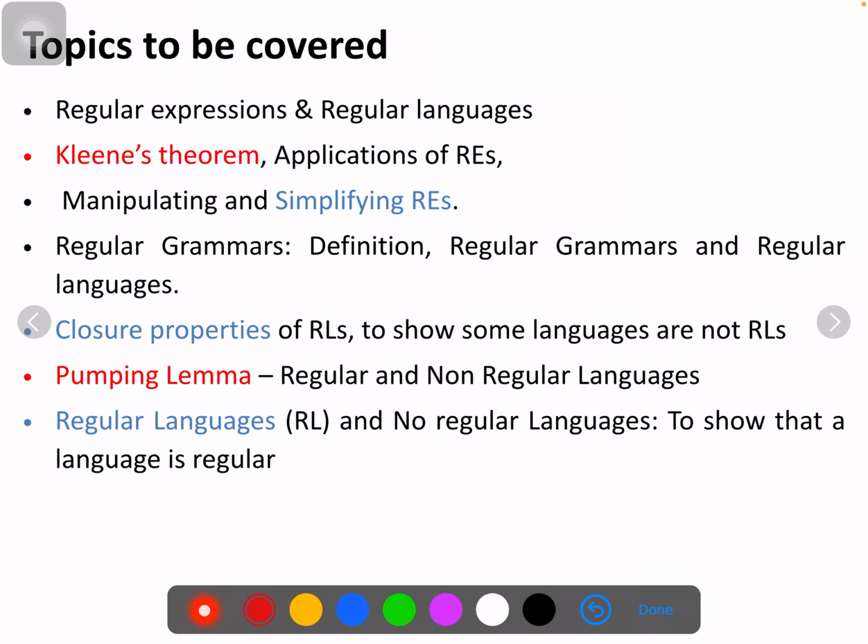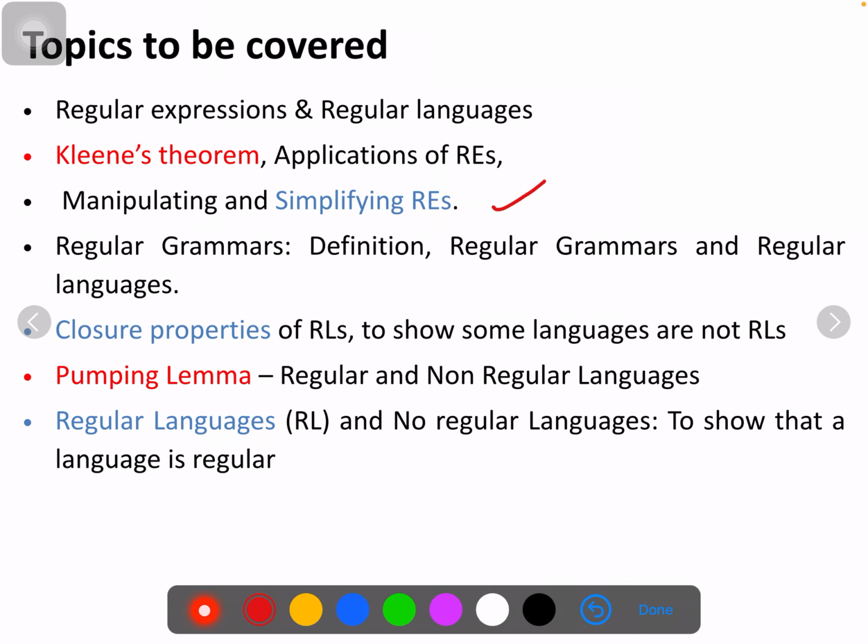Manipulating means whatever language they give, you have to write it as an English statement or in mathematical notation. Those can be simplified using some identities to simplify the REs. And also we are going to learn regular grammar, writing a regular grammar for REs, and also writing a regular language for certain REs.